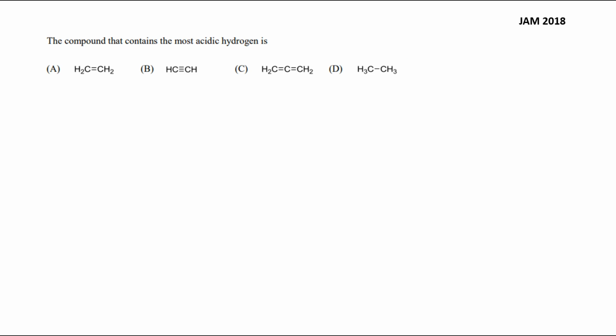Now this is comparatively easier. The compound that contains the most acidic hydrogen. See here, when we remove the hydrogen, we are getting some negative charge over carbon. So this is sp2, here it is sp, this is CH2, this is again sp2, and here it is sp3. So obviously here the negative charge will be maximum stable, and that is why this is the correct answer.